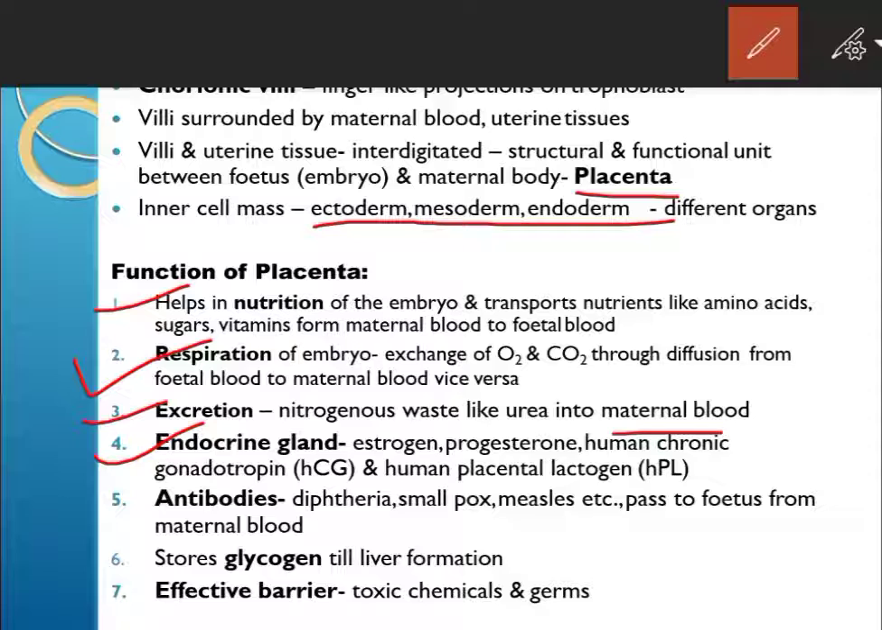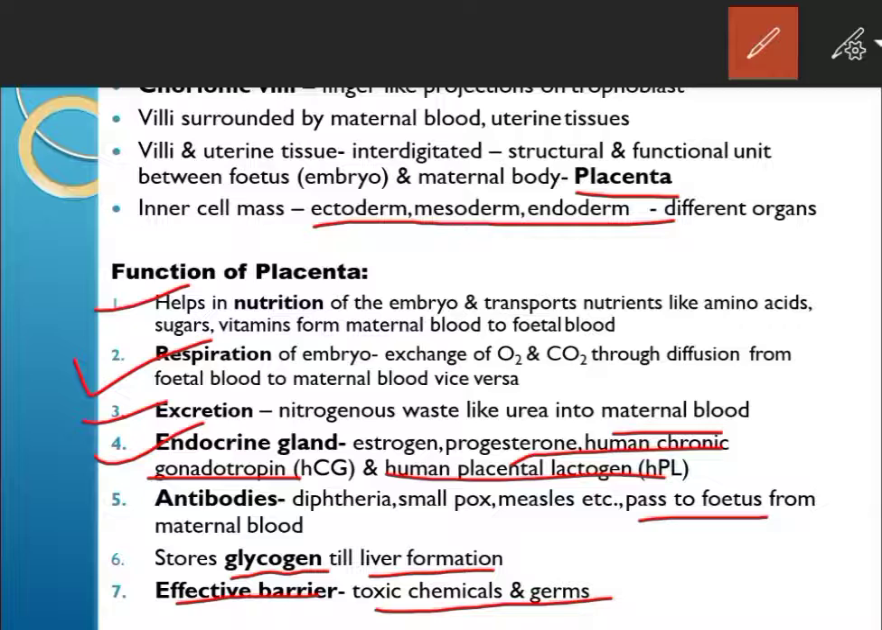HCG, human chorionic gonadotropin, HPL, human placental lactogen. Along with that, estrogen and progesterone are also produced. Then the antibodies for diphtheria, smallpox, measles, etc., which are produced in the maternal blood, will be passed to the fetus through the placenta. It also stores glycogen till the liver formation takes place in the fetus, and it is the effective barrier for toxic chemicals and the germs.